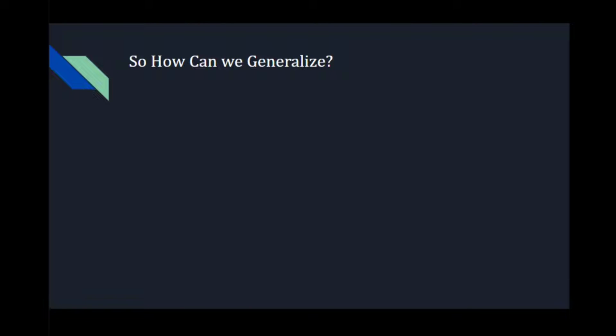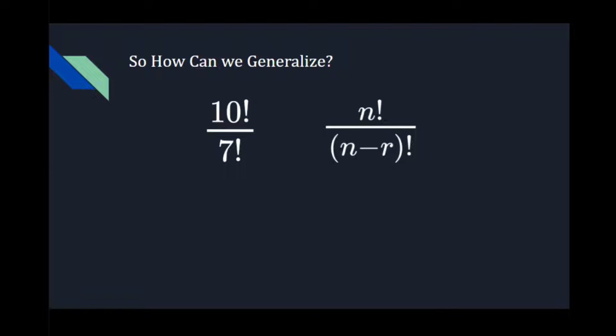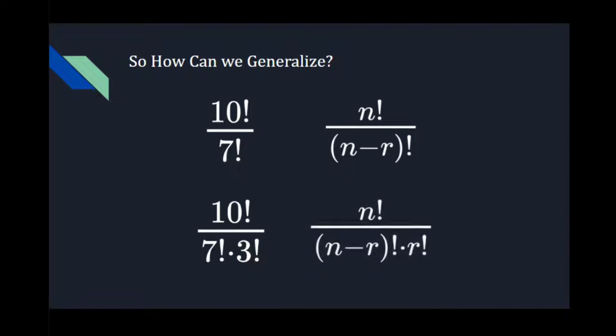So how do we generalize this? When we had 10 factorial over 7 factorial, we generalized it to n factorial over n minus r factorial. We can then generalize our new formula, 10 factorial over 7 factorial times 3 factorial, to n factorial over n minus r factorial times r factorial, because there are r factorial arrangements of those pieces being ordered.